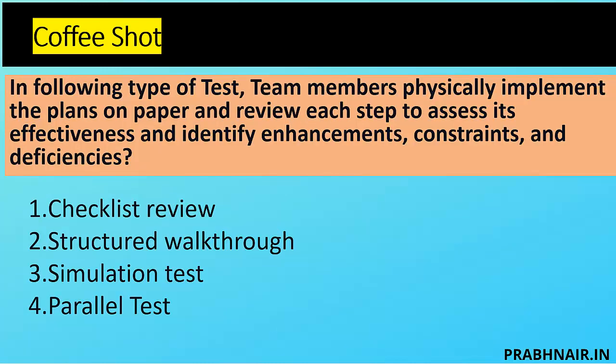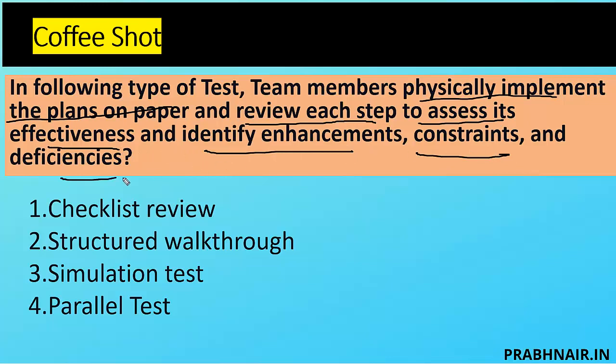So in the following type of test, team members physically implement the plan on paper, review each step to assess its effectiveness, and identify enhancements, constraints, and deficiencies. Option A, checklist review. Option B, structured walkthrough. Option C, simulation test, and option D, parallel test. So let's decode this question.